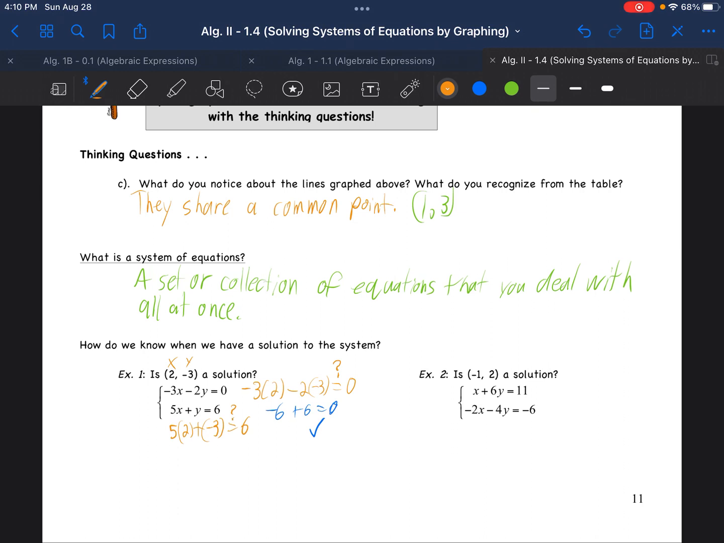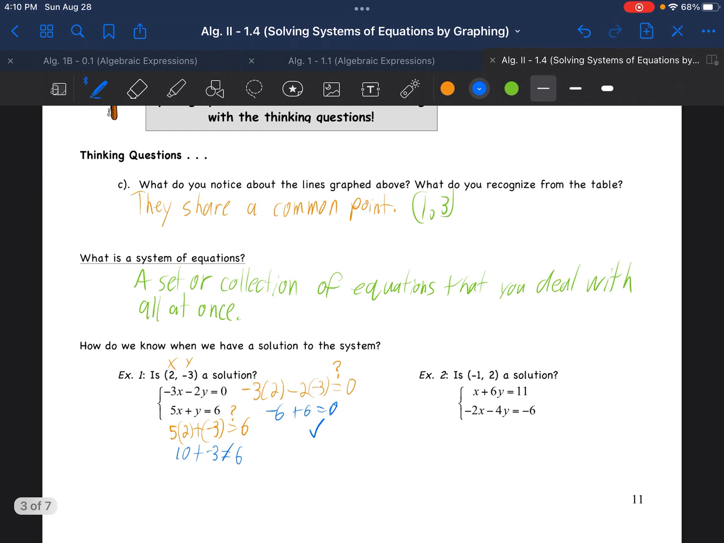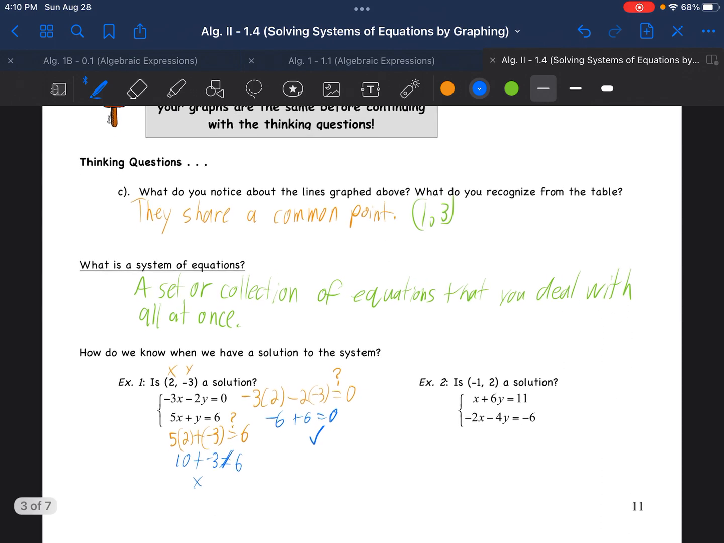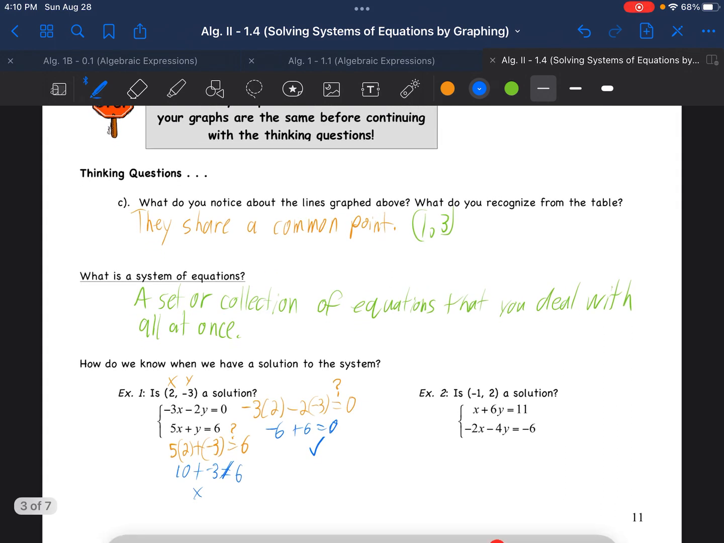And once again, you could put the question mark, you definitely don't have to. 5 times 2 is 10. 10 plus -3, does that equal 6? It sure does not. So sometimes maybe you want to put just a slash there, maybe a little x, saying, hey, didn't work. So is (2, -3) a solution? No, it is not. And the reason why, once again, is as we plugged it into both equations for the x and y values, one equation worked, the other one didn't. If even one of them doesn't work, or if both of them don't work, then it is not a solution.